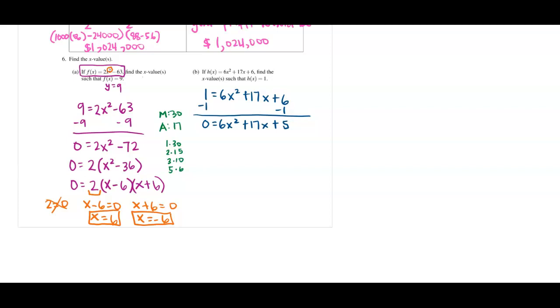Okay, let's take a look at this together. I'm not sure how far everybody's getting on it, but so starting this out, right, you should subtract the 1 over to the right side, so we can get 0 on the left side. So we have one side equal to 0.